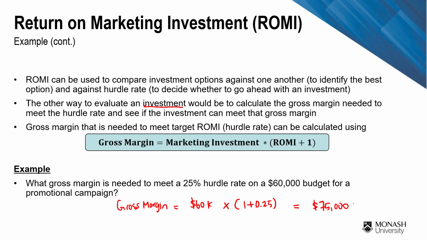So what this is showing is that if the marketing investment can generate a gross margin of 75,000 or more, then that campaign should be funded.